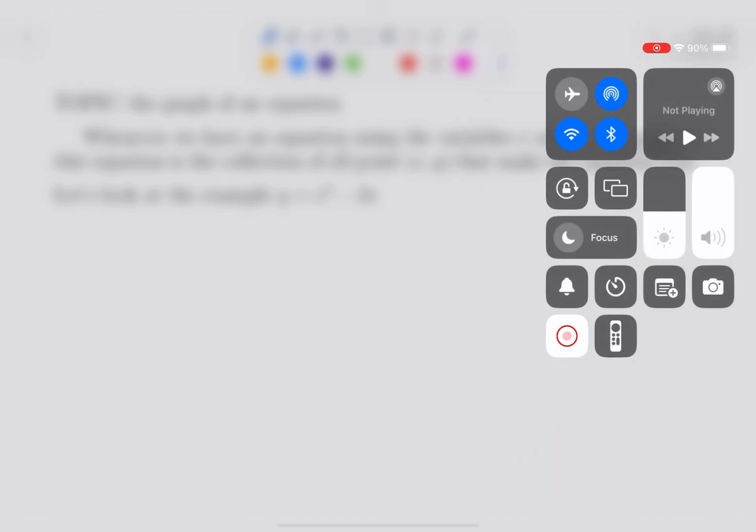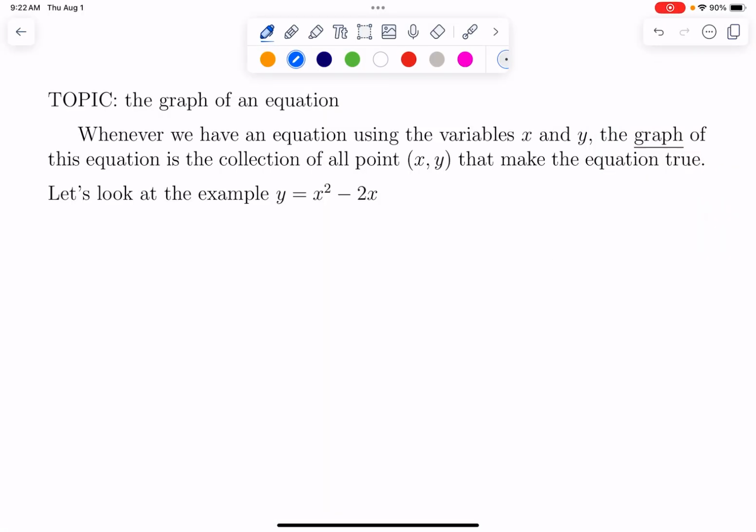All right, here is the second part of our preliminaries videos. And here we'll talk about the graph of an equation. So anytime we have an equation using the variables x and y, the graph of that equation is the collection of all points x, y that make the equation true.